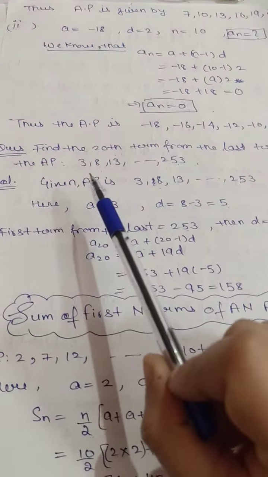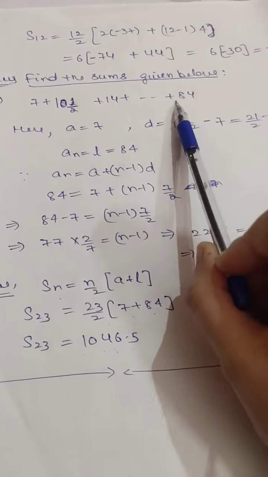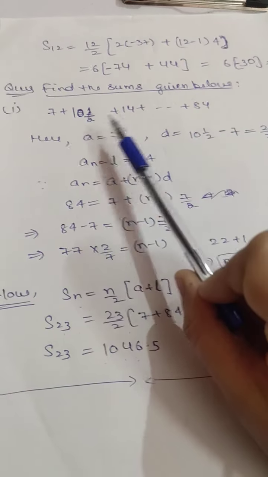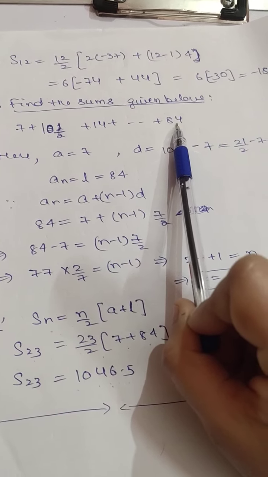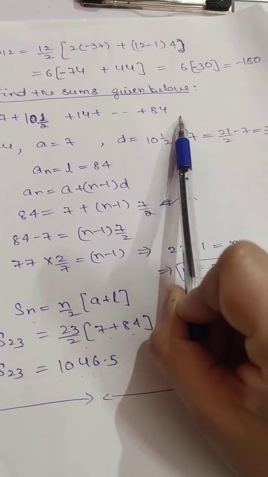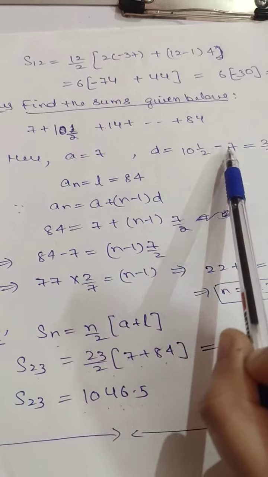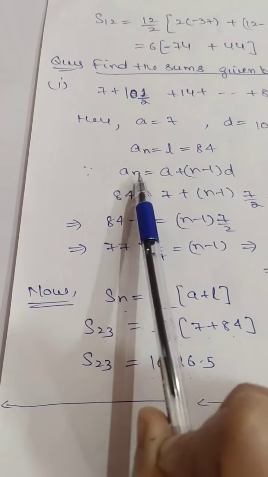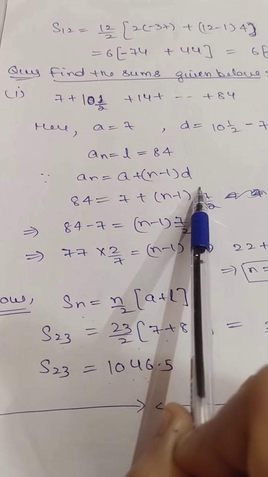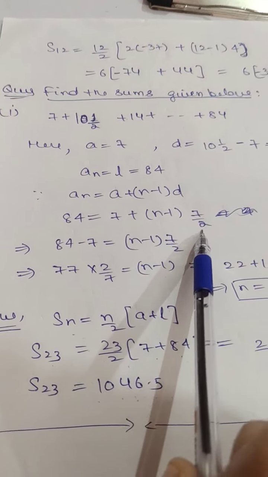Now we take another example where we have to find the sum if the last term of the AP is given. Here, see, in this AP the last term is given but the total number of terms is not given. So first we have to calculate the total number of terms. Here the first term is 7 and the common difference we can calculate: 10 and a half minus 7, which is equal to 7 by 2, and the last term, which is an, is 84. Okay, so we know that an is equal to a plus n minus 1 into d. Put the values: 84 is equal to 7 plus n minus 1 into 7 by 2.